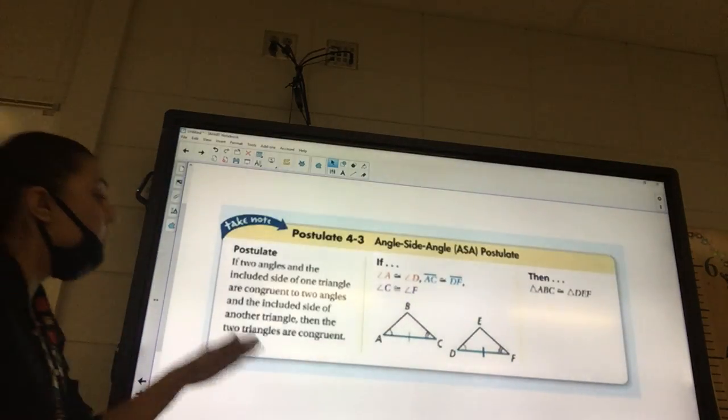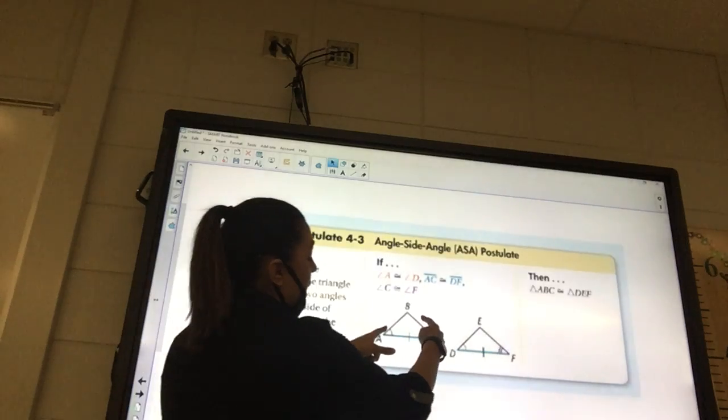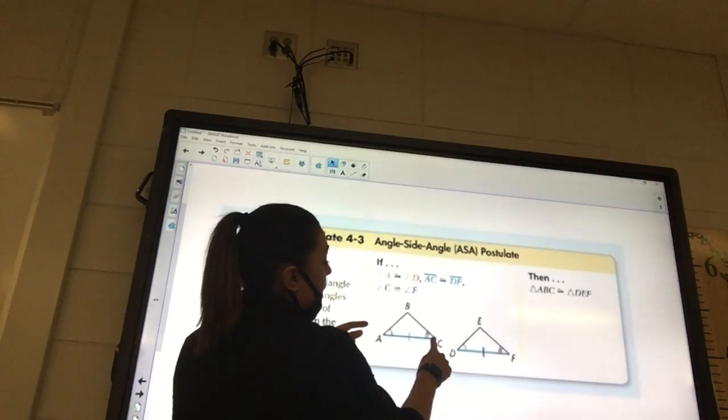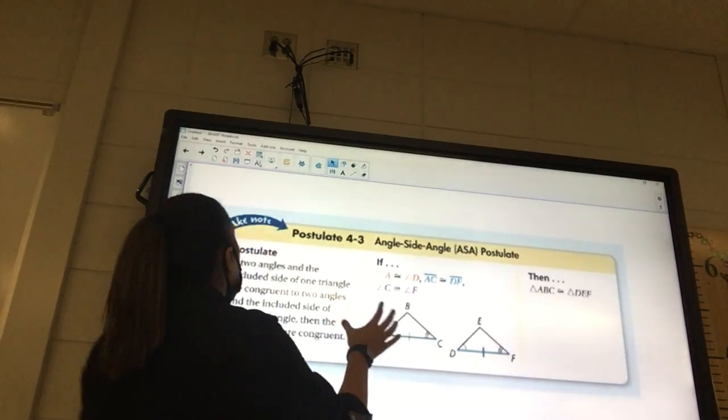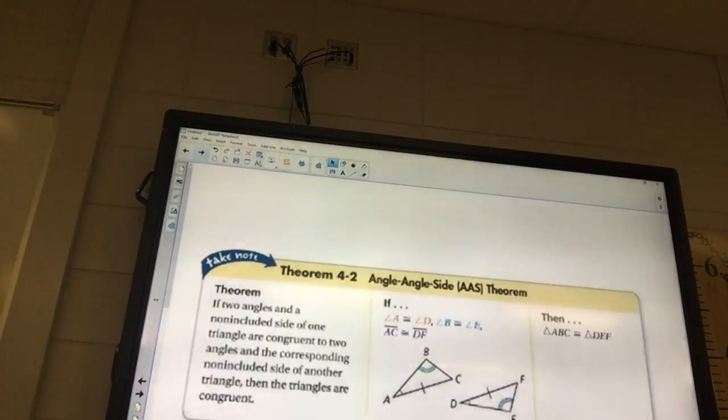It needs to be angle, side, then an angle. So I can't use this angle, because then it would be angle, angle, side. Then it needs to be in between those two. Then angle, angle, side is just that.